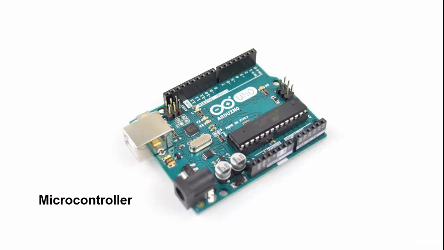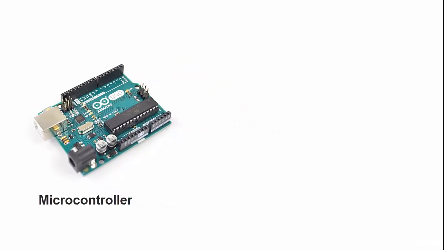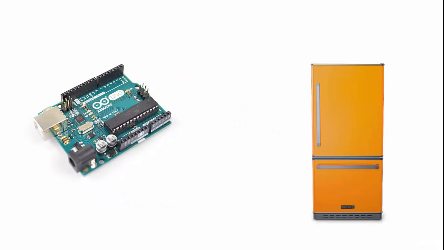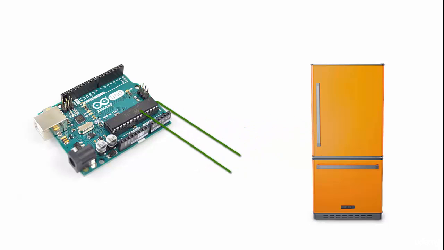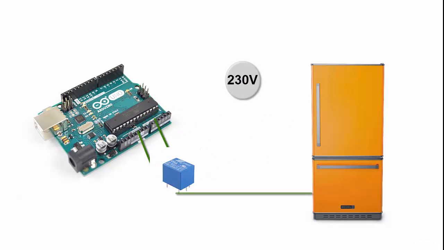So where is the application of relay? You must have seen or you must have used a microcontroller. You cannot connect or control a light bulb or a refrigerator directly to a microcontroller because these are very high power devices. Hence we use relay circuits which can control hundreds of ampere current from a few milliampere of current.